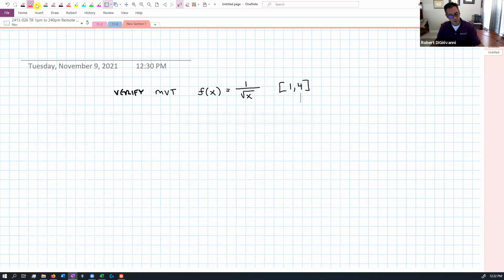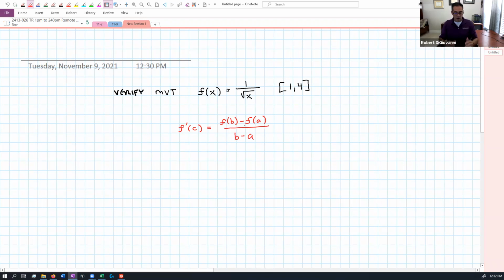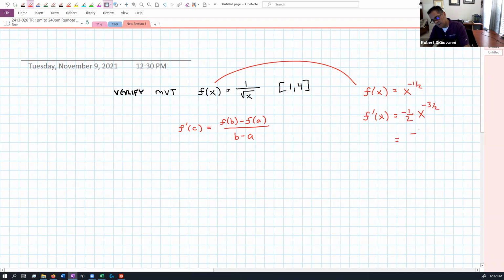So first thing I'm going to do is write down the mean value theorem. It says that there exists some value c where the derivative at c equals f of b minus f of a over b minus a. And I'm just going to work left side down and the right side down. I need the derivative. So remember, this function is really x to the negative 1/2. So when I take its derivative, I get negative 1/2 x to the negative 3/2, which can be rewritten as negative 1 over 2 square roots of x cubed. That's one way we could write it.